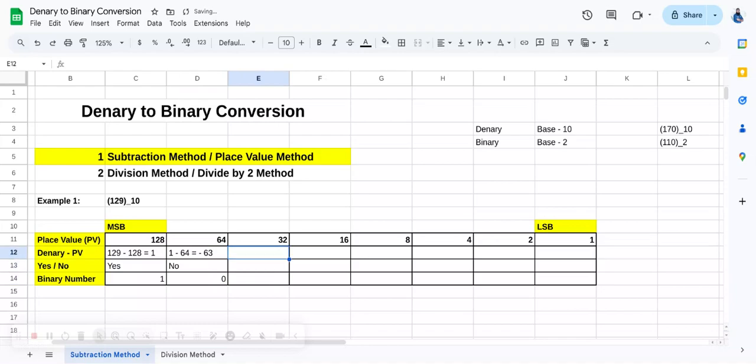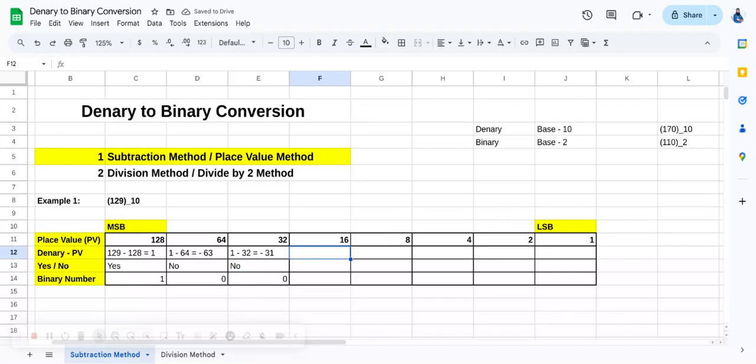So moving to the third column, now my place value is 32. Over here I have to write my Denary number. If I look at the column before this, my Denary number answer is 63, but in negative. So I am going to ignore this number and I'm going to pick up the number before, which was 1. So positive 1. So 1 minus 32. Again I get the answer in negative, negative 31. I'm going to write no and I'm going to write 0.